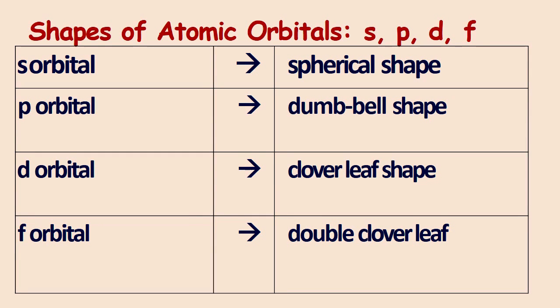Shapes of atomic orbitals. S orbitals are spherical in shape, p orbitals are dumbbell shaped, d orbitals are double-dumbbell shaped or clover leaf shaped, f orbitals are double clover leaf shaped.